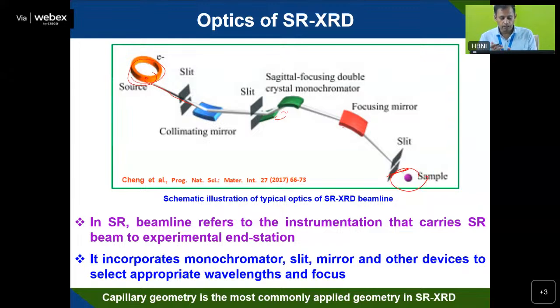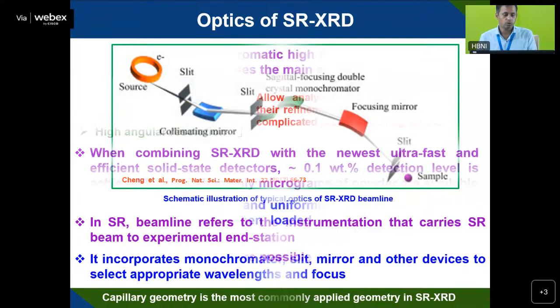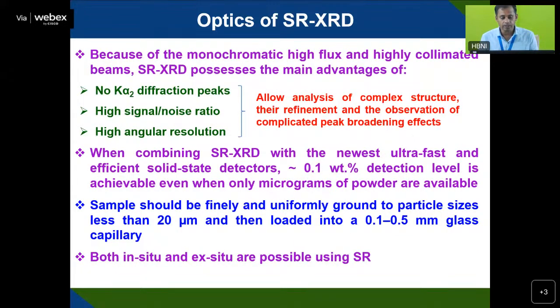Here the sample is mainly aligned in capillary geometry, the most commonly applied geometry for synchrotron radiation. A small capillary is used to mount the sample, then the X-ray falls on it and you get the diffraction pattern. Because it is highly monochromatic, high flux and highly collimated, synchrotron possesses many advantages.